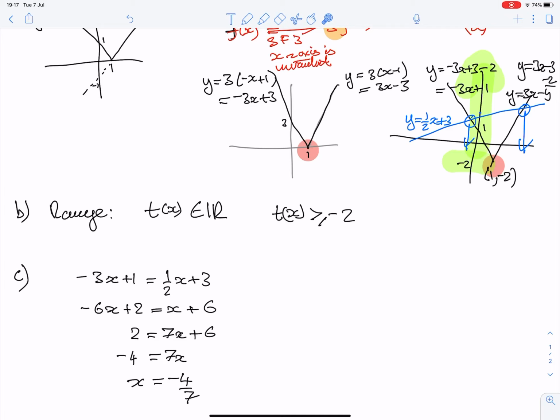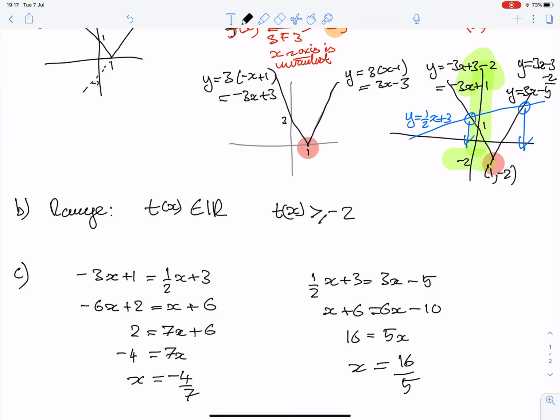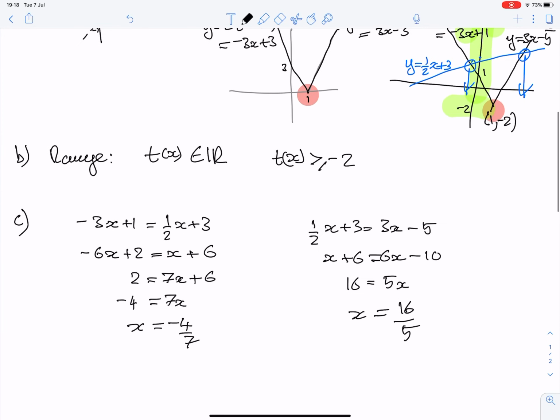If we take the right-hand one, again we've got the line y equals a half x plus 3. But this time it's intersecting with the line 3x minus 5. So we've got a half of x plus 3 is equal to 3x minus 5. Multiply by the denominator to get it on one line. Give 6x minus 10. Add the 10. 16 equals 5x, so x equals 16 over 5 as our answer. Hope that's clear.